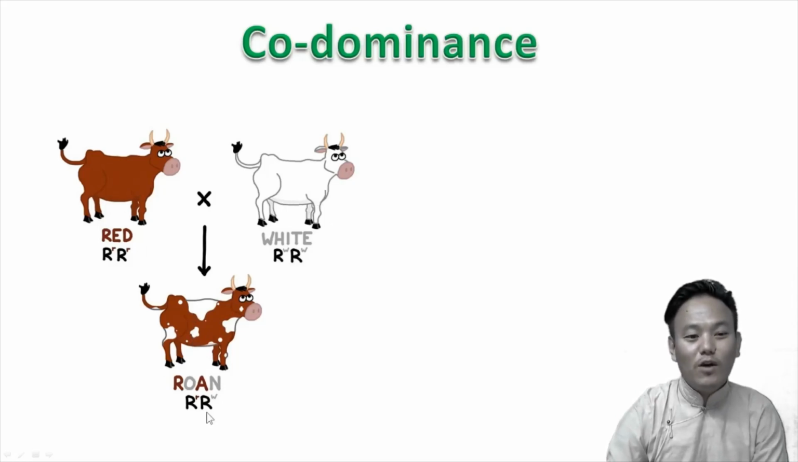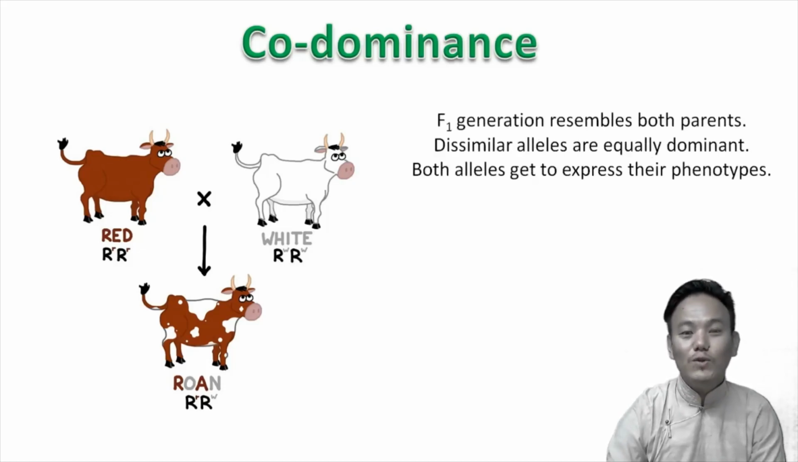From this individual it got RR, from this individual it got RW. So when RW and RR are in the presence of each other, since they are both equally dominant, they get to express their phenotype, and therefore it is called codominance. When two alleles are equally dominant, it shows codominance. So you can write: F1 generation resembles both the parents. I told you that this F1 generation resembles both the parents in terms of coat coloration. It has got red coat coloration from this parent and white coat coloration from this parent.